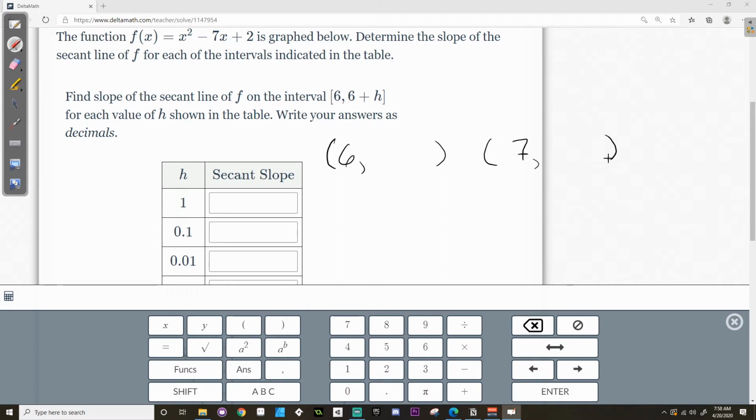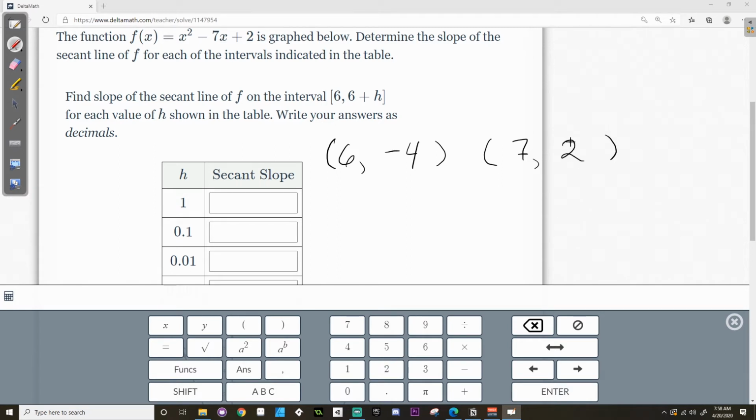And as these two x values get closer to each other, we'll be closer and closer to the slope of the tangent line. So if I substitute 6 into this function up here, I get 36 minus 42 is -6 plus 2 is -4. If I plug in 7, I have 49 minus 49, which is 0, plus 2 is 2.